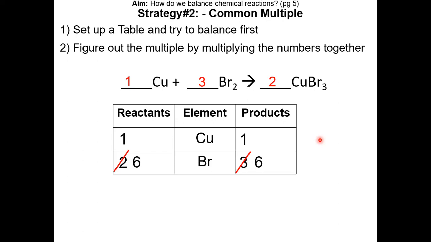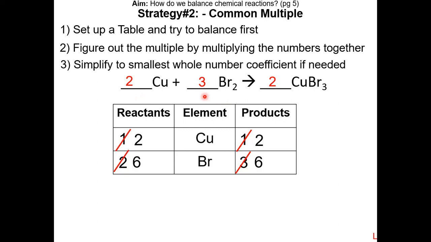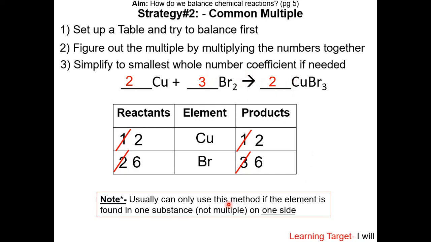Now we have 6 Brs on both sides of the equation, because 6 is the common multiple between 2 and 3. Keep in mind, you are not done yet. Instead of 1 copper on the product side, we now have 2 copper. So we need to put a 2 as a coefficient on the copper on the reactant side. This chemical equation is now balanced, simplified to the smallest whole number coefficient if needed. Just a note, usually you can only use this method if the element is found in one substance, not multiple on one side.